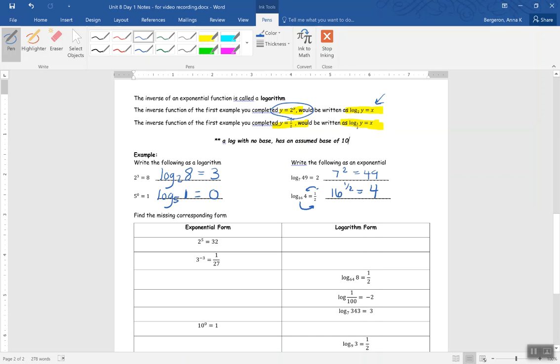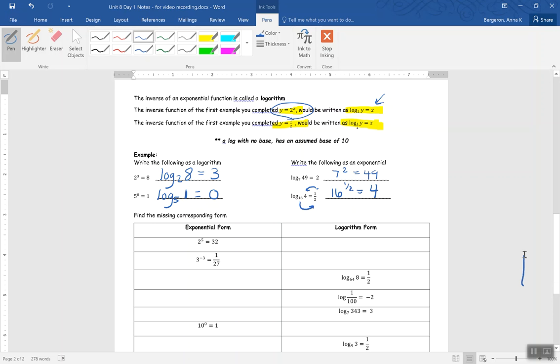So if you kind of solve this in your head, so I have 7 to the second power equals 49, that's true. 16 to the 1/2 equals 4, that's true. You would never want to write something that wouldn't give you a true statement. So for instance, let's say you're rewriting and you wrote it as 7 to the 49th power equals 2. Well, you know that's not true. So something in our rewriting must have gone incorrectly. So keep that in mind.